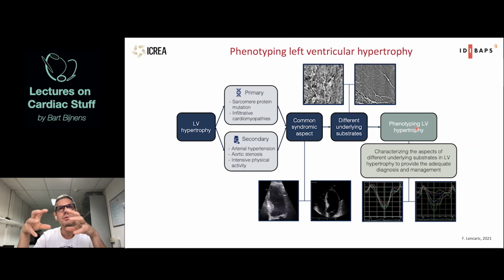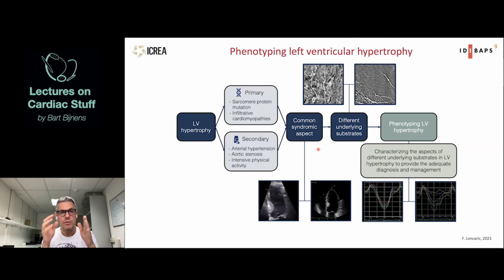As we said before, HCM is caused by a sarcomere mutation or infiltrative. So we can come back to that. And then secondary is mainly pressure loaded. Although a lot of things look similar, and there again there's a spectrum. So of course, if you have this patient with an enormously thickened asymmetric septum and things like that, very likely it's going to be a hypertrophic cardiomyopathy.